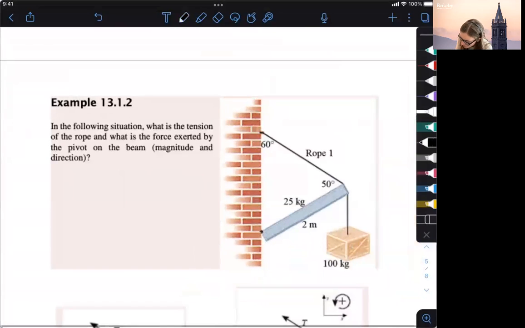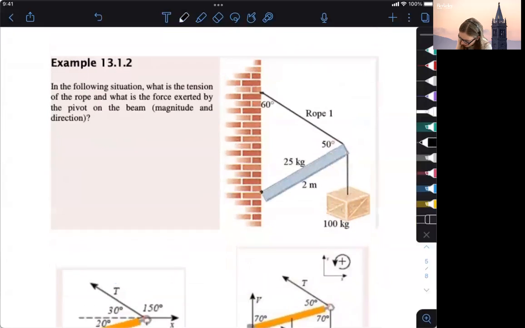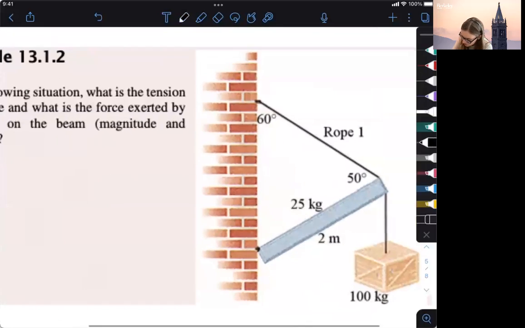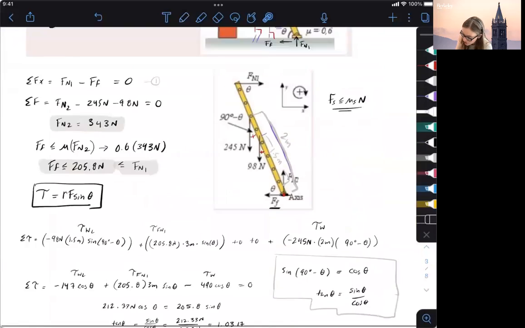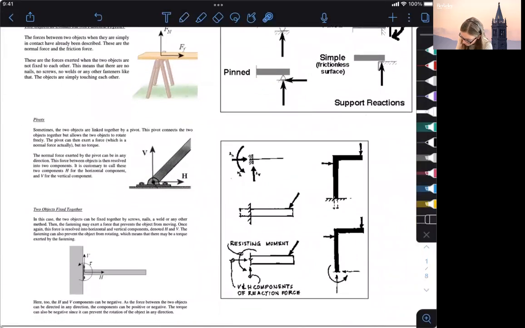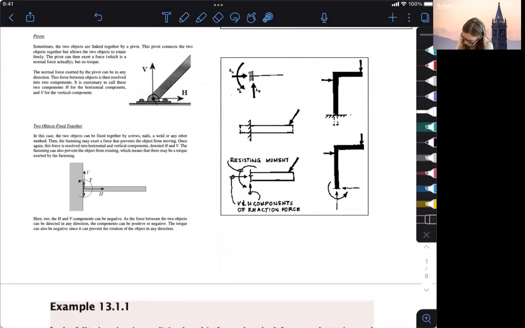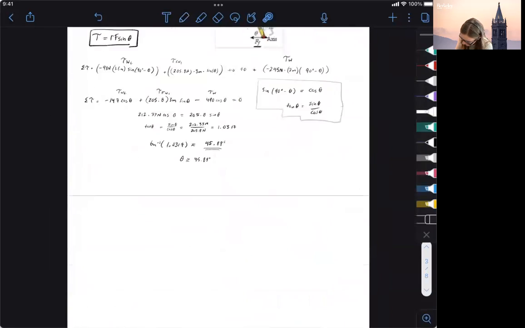So we're told that we have a pivot, and that gives us an indication for how we want to do the free body diagram for this piece here. So in the beginning, we introed how we would model forces for a pivot. So this is commonly how we model pivots. So let's go on down here.